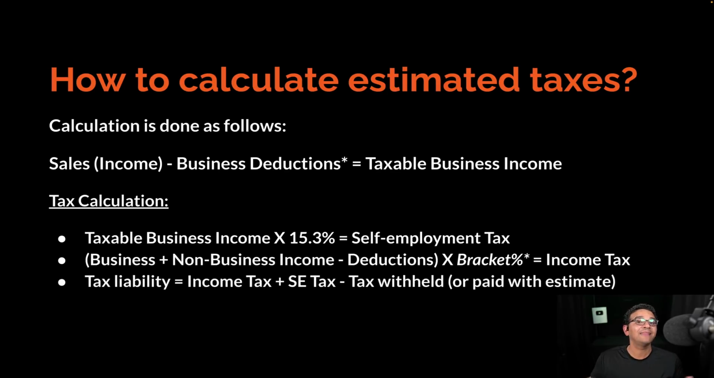Then you have to add the two things: the self-employment tax and the income tax together, and then minus what you've already paid via estimated taxes or what you already got withheld through a W-2 payroll or through some other mechanisms.